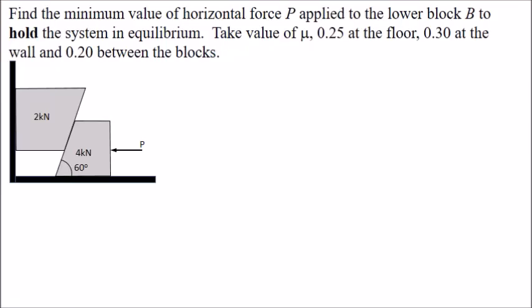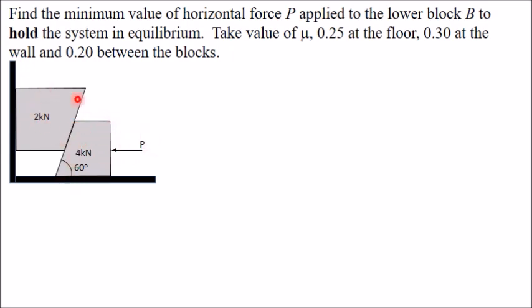This is another wedge problem where we need to determine force P, applied to the 4 kilonewton block. This is the 4 kilonewton block on which we are applying force P to keep the system in equilibrium. This is not exactly the wedge problem we discussed before, in which we apply force on the wedge. Normally we apply force on the wedge, but in this particular case this block is not the wedge.